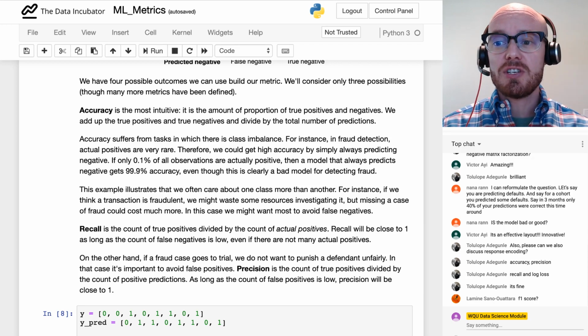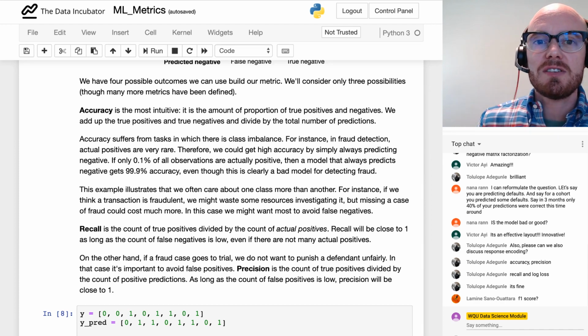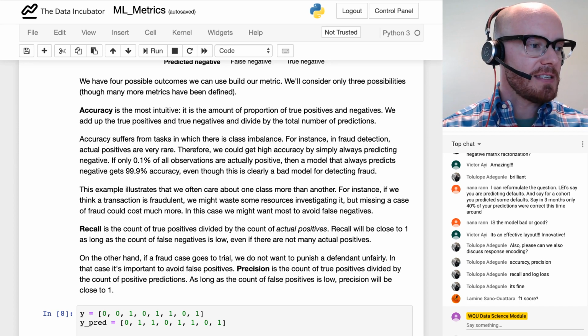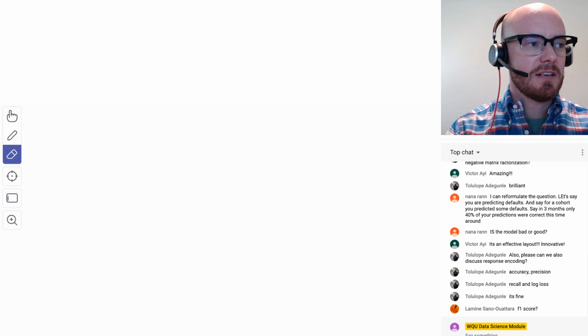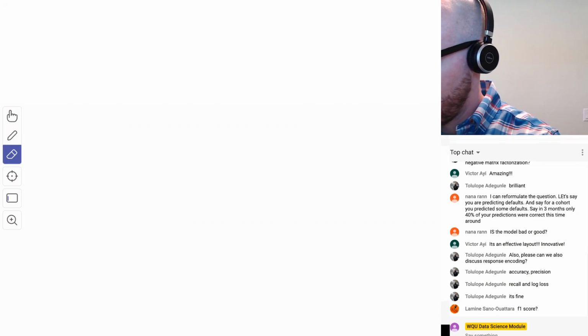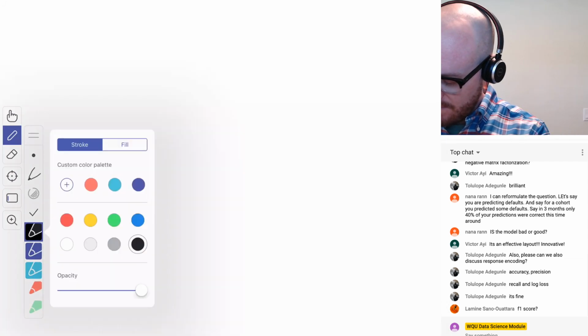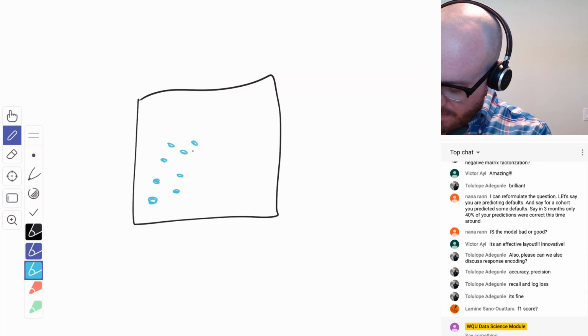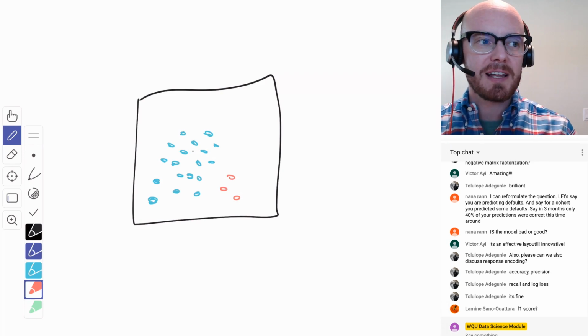Now, the question then is, is accuracy always a good metric? And the answer is no. Let's give you an example. Let me pull up my iPad here. Good. All right. Let's say I have a feature space and I have two groups, and 90% of the observations in this group belong to the blue class, and 10% belong to the red class.